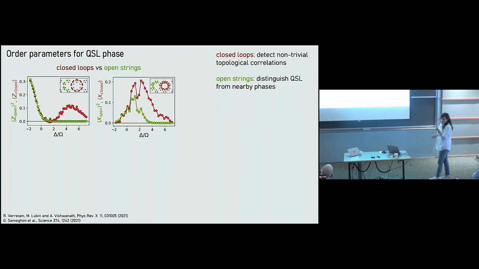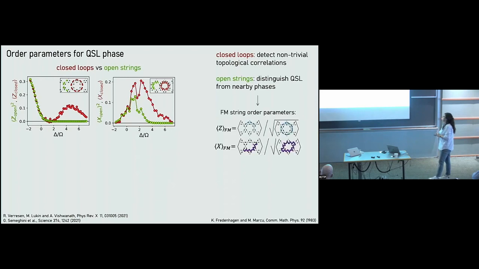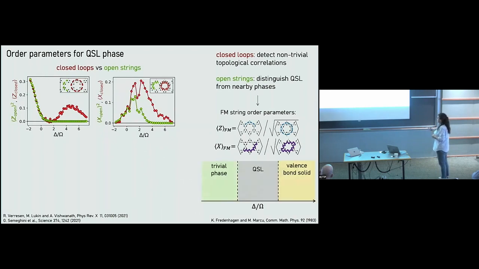And a more quantitative way to do this is to measure these so-called Fradkin-Shenker-like order parameters, which measure the ratio between the open strings and the square root of the closed string. So in particular, what we expect from theory is that the spin liquid is the only phase where both of them give 0 expectation value, whereas in the 2 nearby trivial phases, which are the disordered phase at low detunings and a possible valence bond solid at higher detunings, one of them is instead finite.